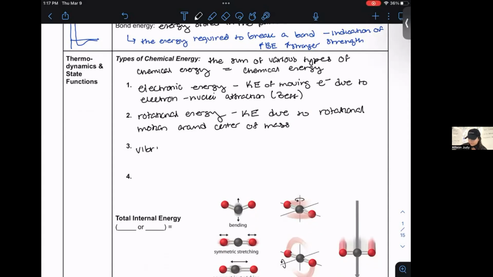Vibrational energy. This is the kinetic energy due to vibrations of atoms in a molecule. Atoms are always shaking, guys. It's pretty exciting.